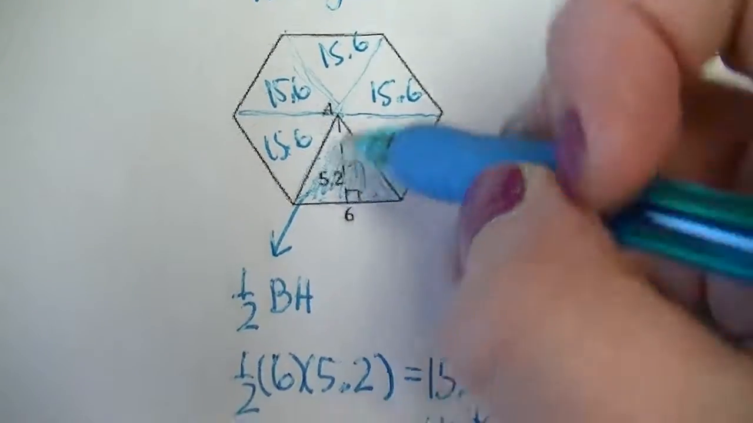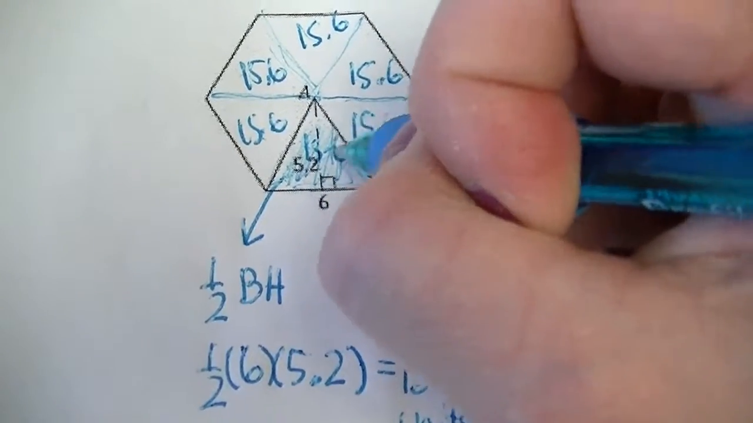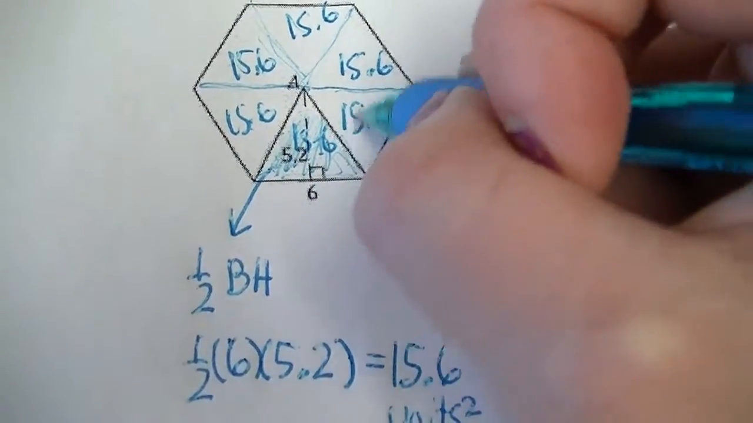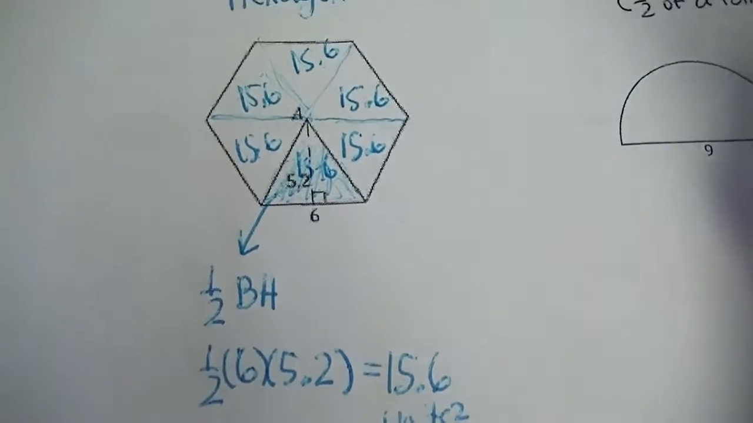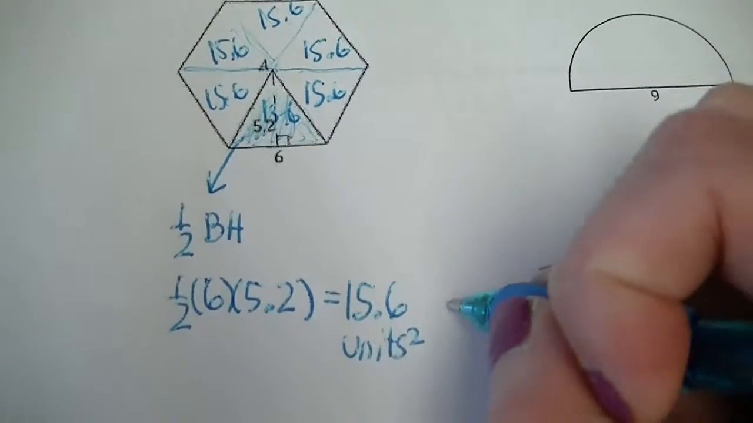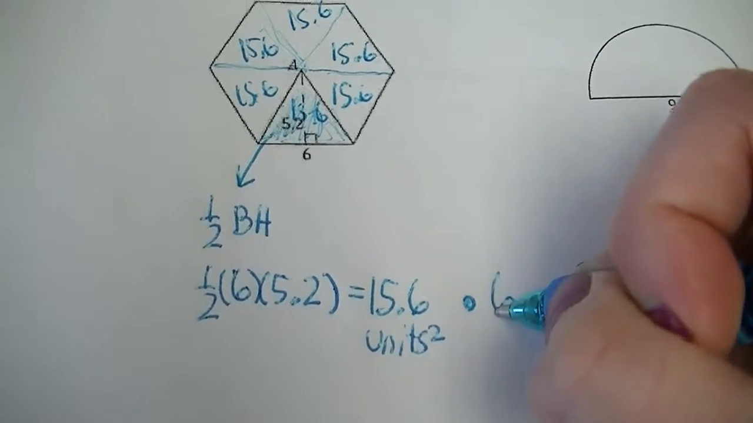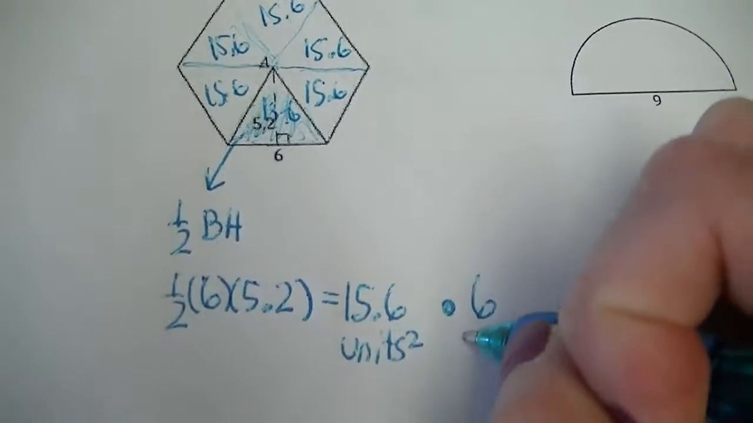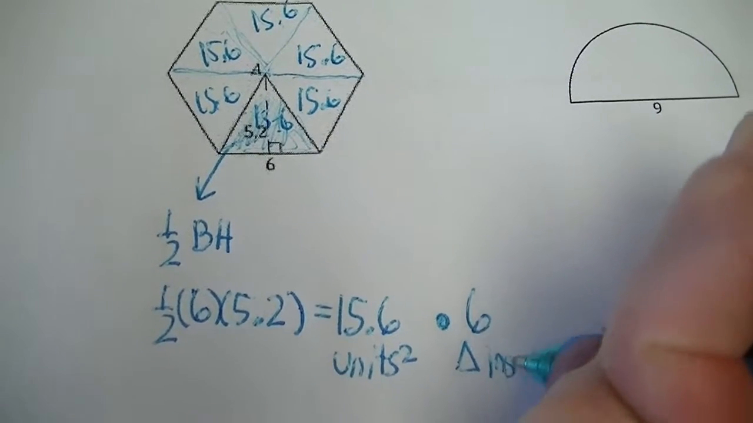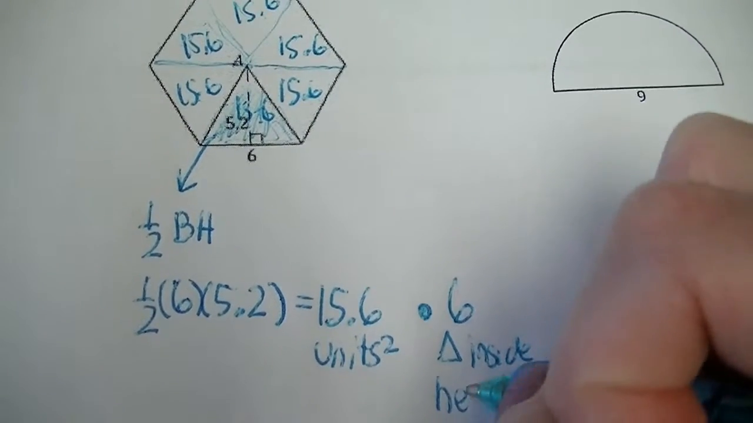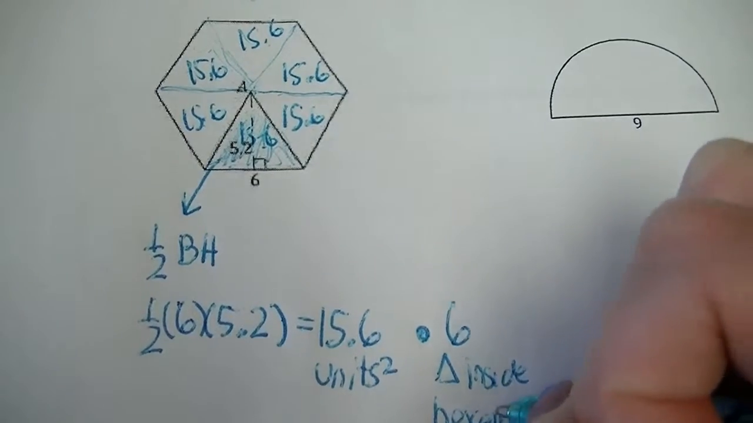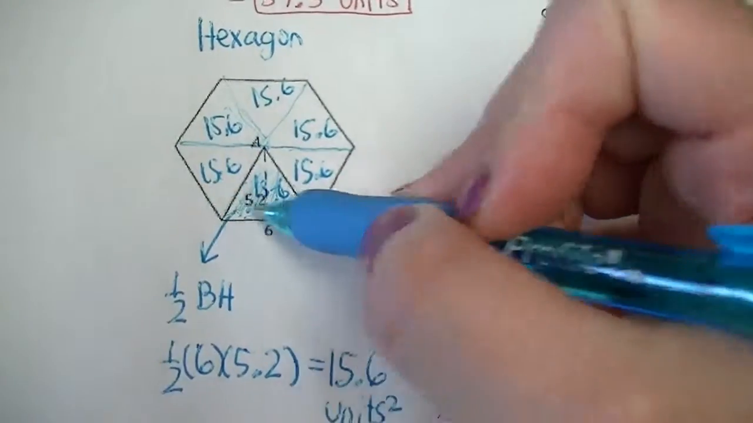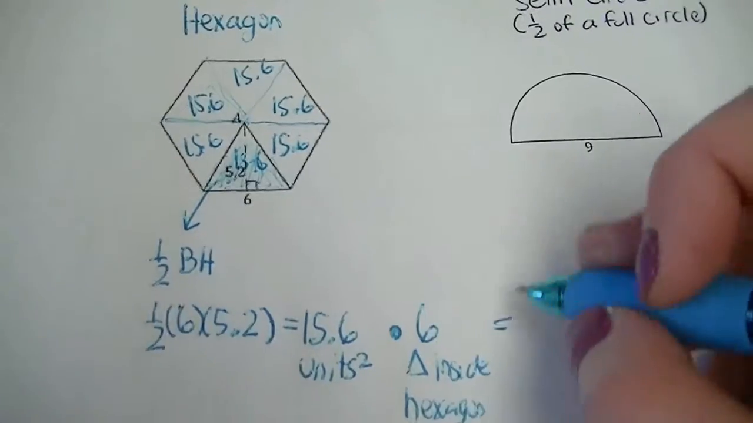Okay, so I can add all those little areas up of each one of these triangles, and there's 1, 2, 3, 4, 5, 6 of them. Add them all together, or I can just multiply this by the 6 triangles that compose this hexagon. So multiply by 6 triangles inside hexagon. And by the way, a hexagon has 6 sides.